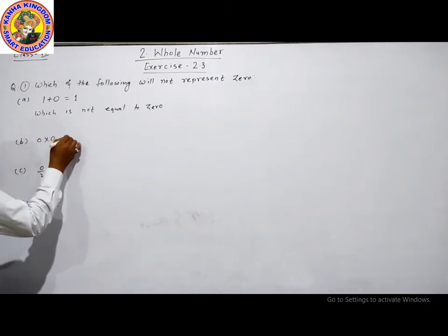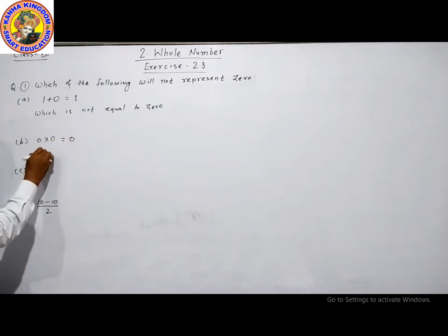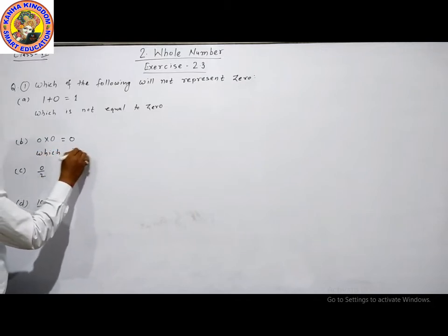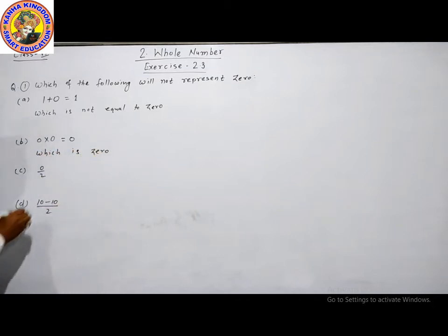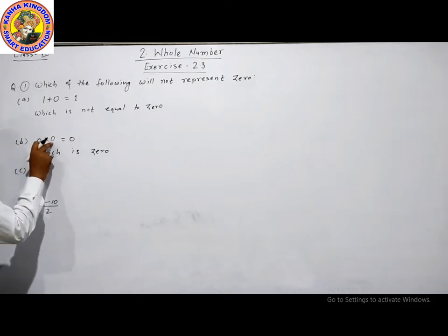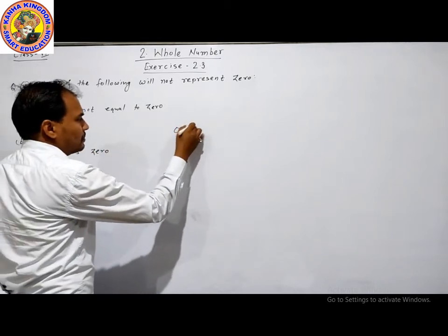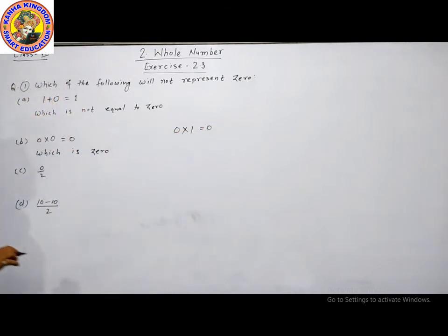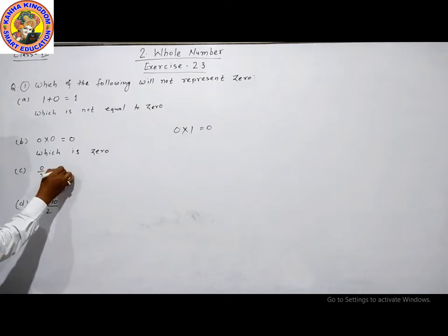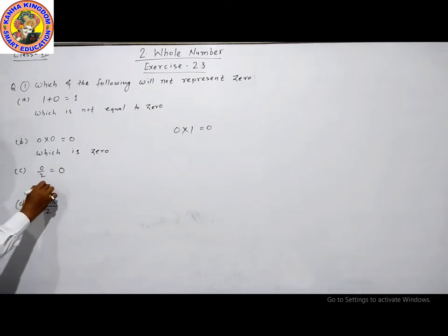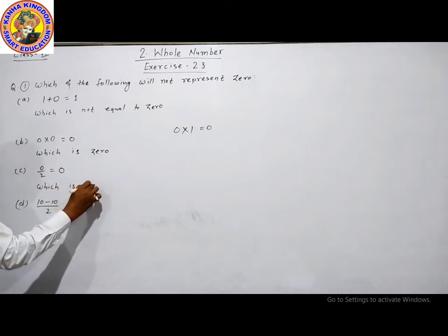0 multiplied by 0 is equal to 0, which is 0. When we multiply any number with 0, it gives answer as 0. Here 0 into 0 will be 0. When we divide 0 by any number, it gives 0, which is 0.